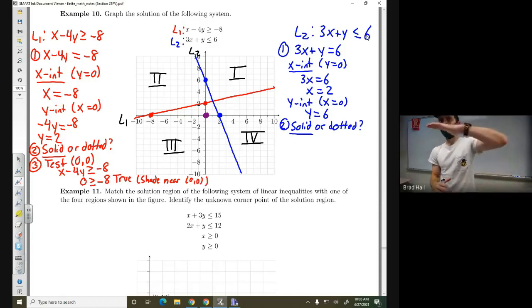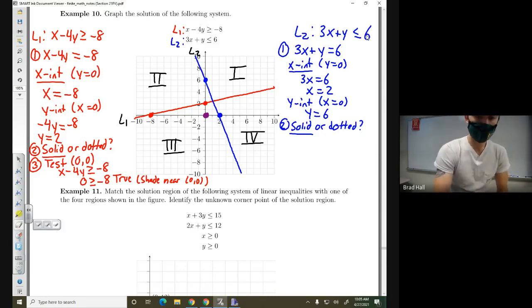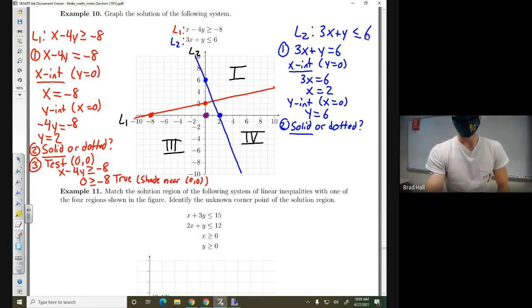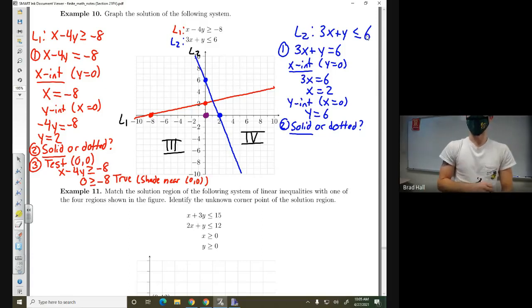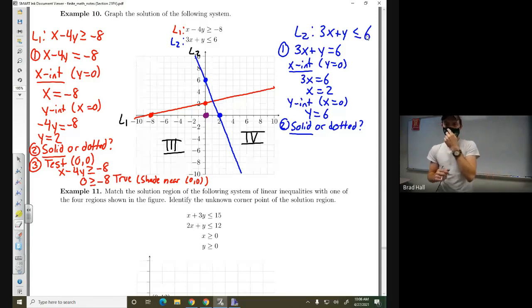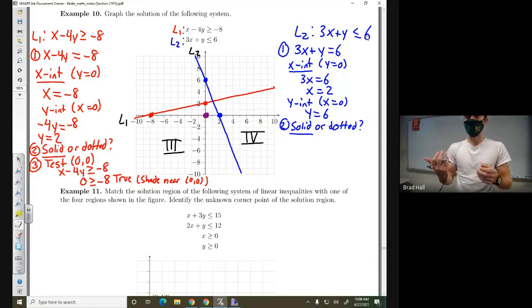So that means for the red line alone, for the first line, we completely ignore the second line and we will be shading underneath the first line, which means we are not shading 1 or 2 up here. We do not shade above the line. So now we're only down to 2 regions here, because we are shading near the origin, the purple dot. And all of this, of course, ignores the second line, because now we have to test the second line.